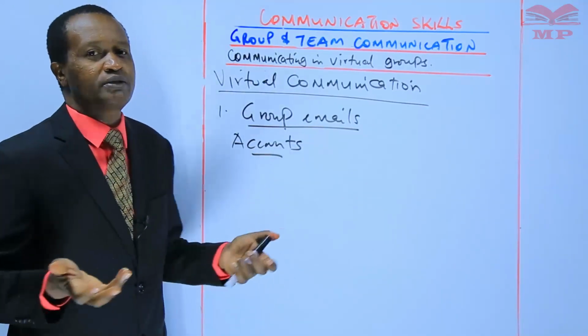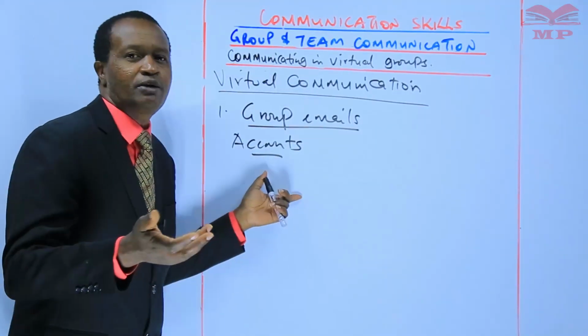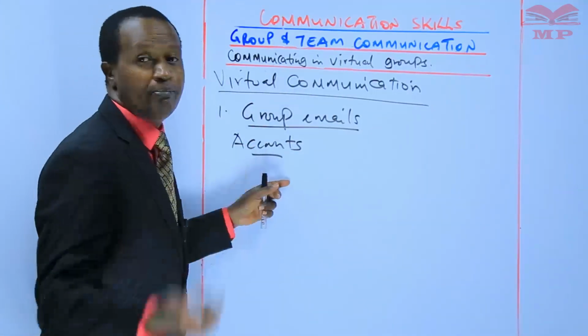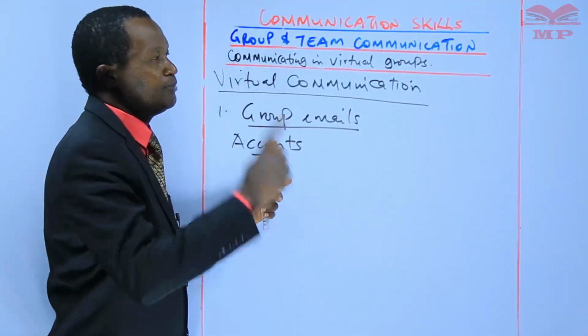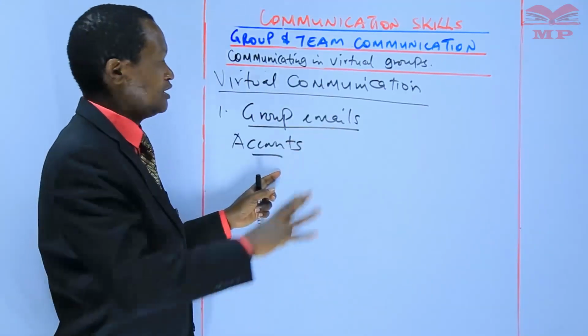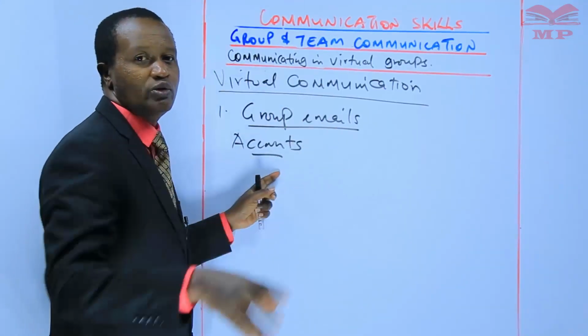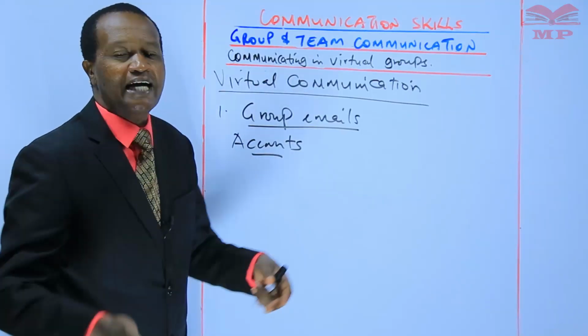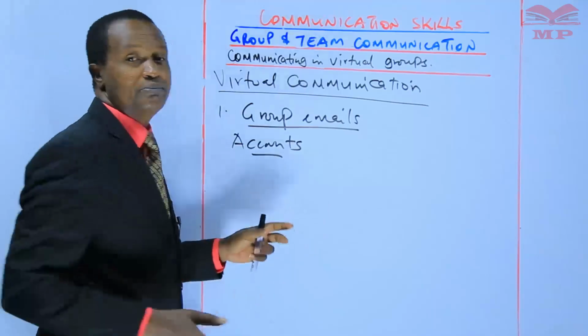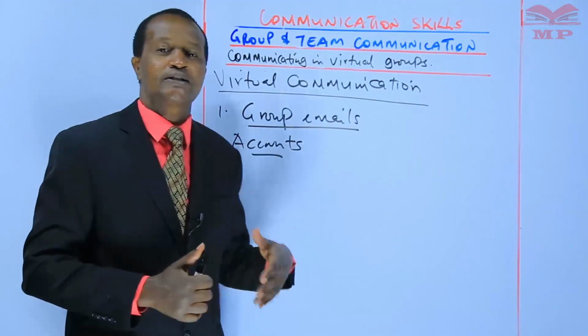So creating groups in email, for example in Gmail, is one of the quickest ways to send multiple mails. Instead of sending an email to each person at a time, you can create a contact group, then you send emails to the group. Instead of manually adding multiple recipients, using group emails becomes easier to send mails.